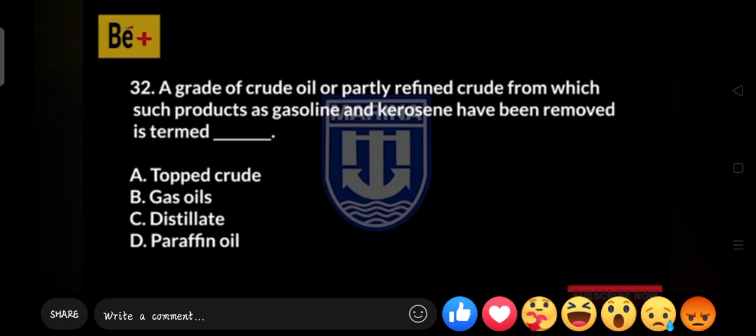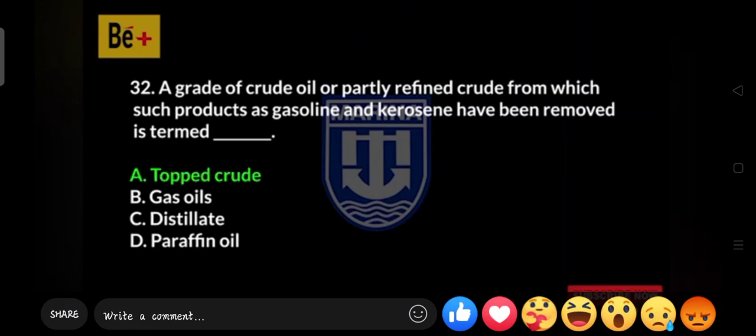A grade of crude oil or partly refined crude from which such products as gasoline and kerosene have been removed is termed A. Top crude. B. Gas oils. C. Distillate. D. Paraffin oil. The answer is A.